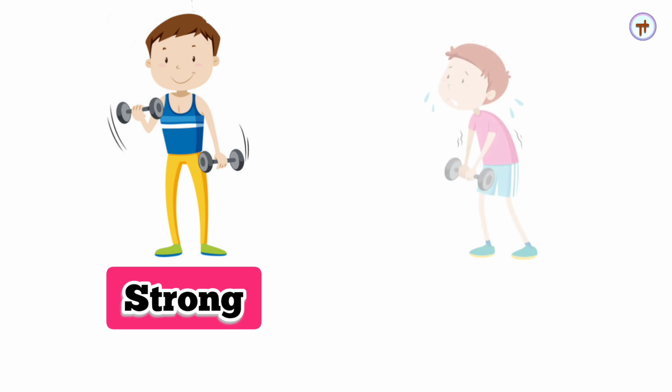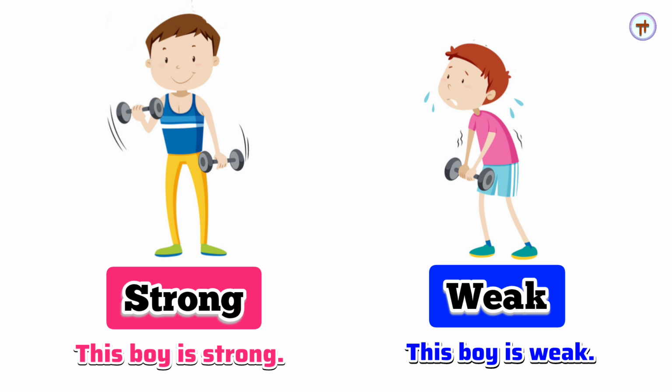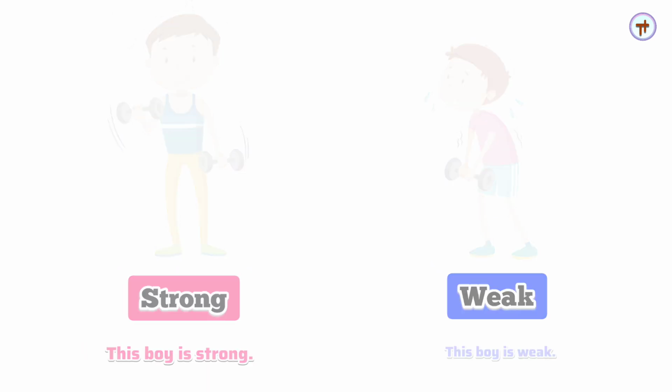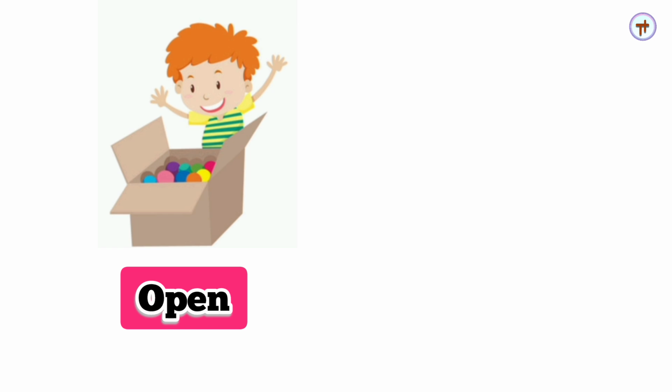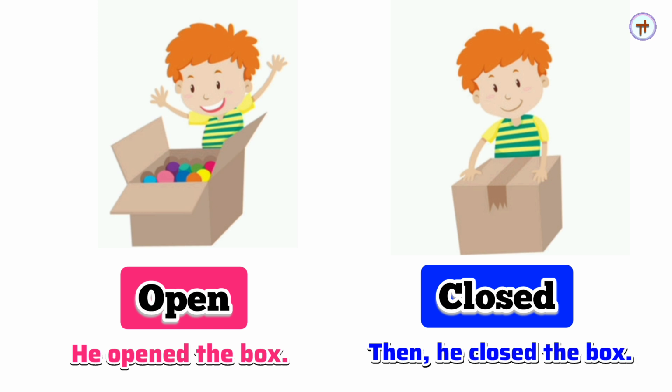Strong, weak. This boy is strong. This boy is weak. Strong, weak. Open, closed. He opened the box. Then he closed the box. Open, closed.